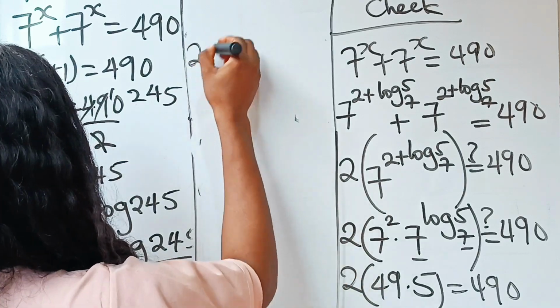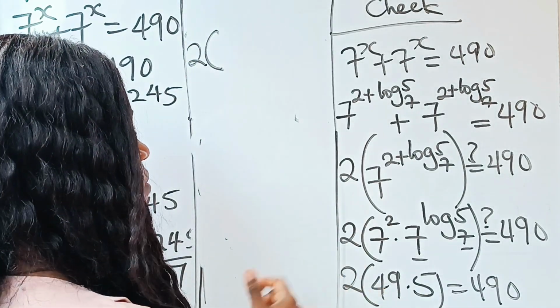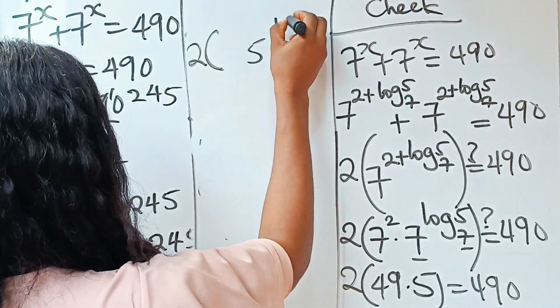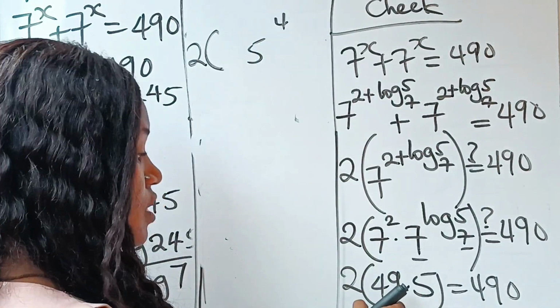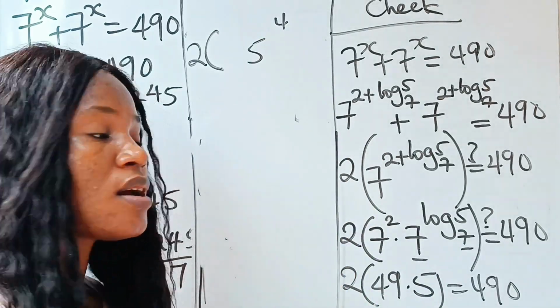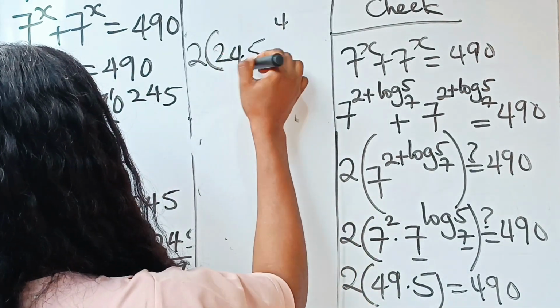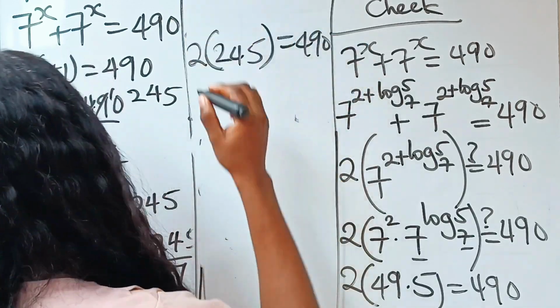Now we have 2 brackets 49 times 5 will give us what? 5 times 9 is 45, right? We write 5 and carry 4. 5 times 4 is 20. 20 plus 4 is 24. So this is what we have, 245, is equal to 490.